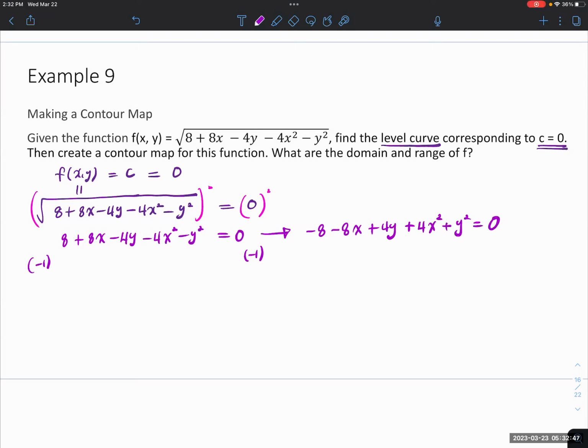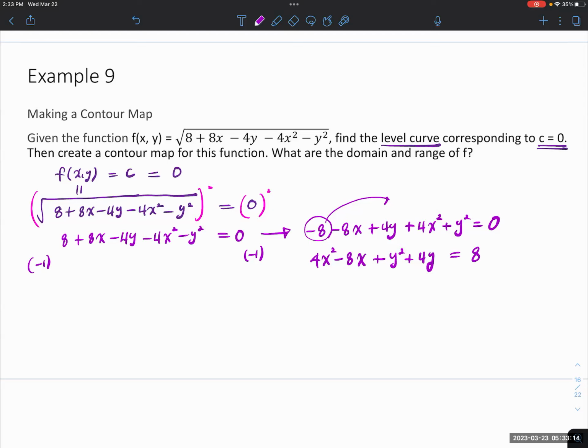So what I'm going to do now is change the order. I'm going to put the highest exponent first. We're going to rearrange each term, putting the x terms together. So the x terms, 4x squared first, minus 8x. And the next one, y squared plus 4y. I'm going to move this constant to the other side, equal to positive 8. Are you following?